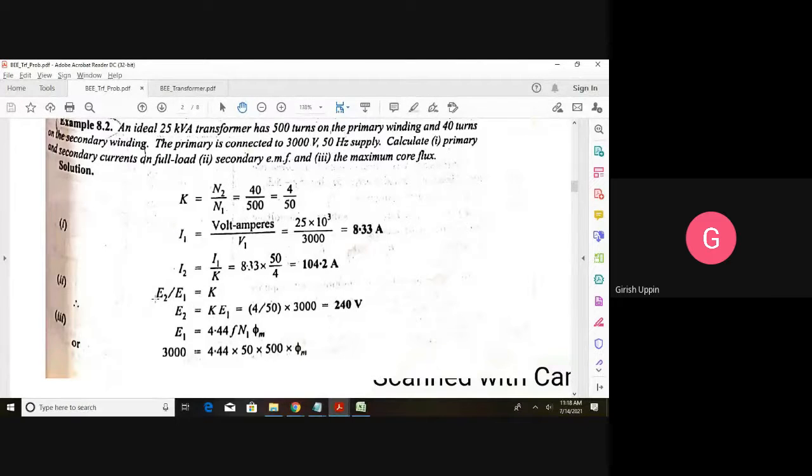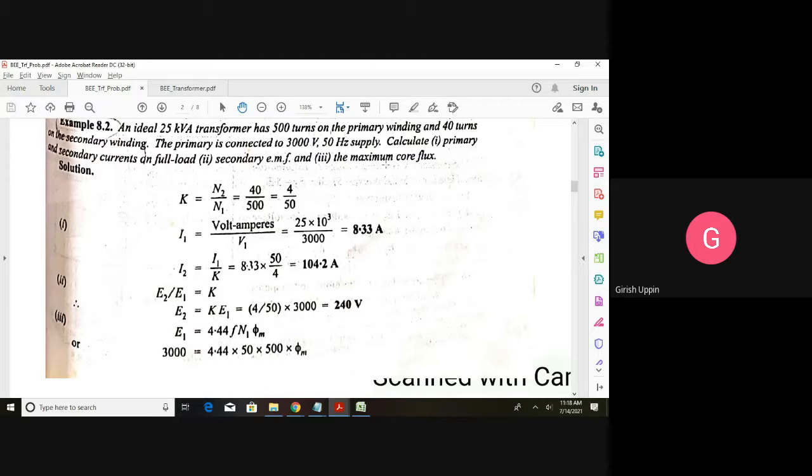Now, we know E2 by E1 is equal to K, or E2 is equal to K into E1. Because it is an ideal transformer, V1 is equal to E1 is equal to 3000 volt. Therefore, K into E1, 4 by 50 into 3000, we get 240 volt. So secondary has 40 turns, that's why the voltage is also less. E2 is equal to 240 volt.